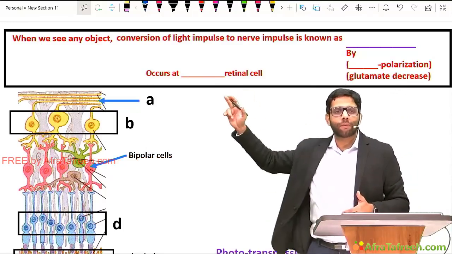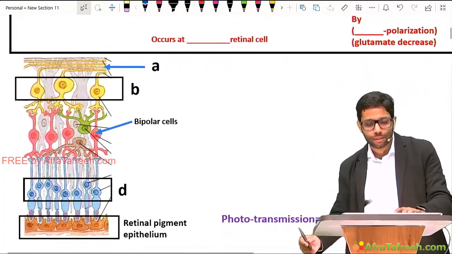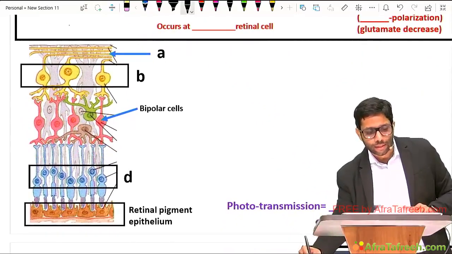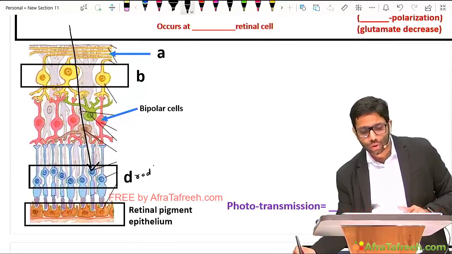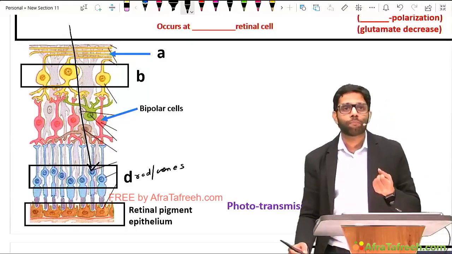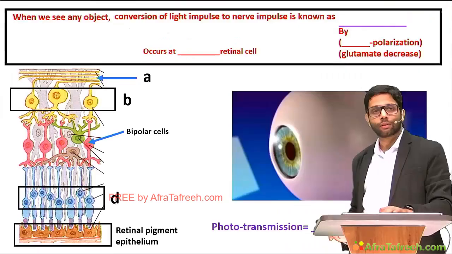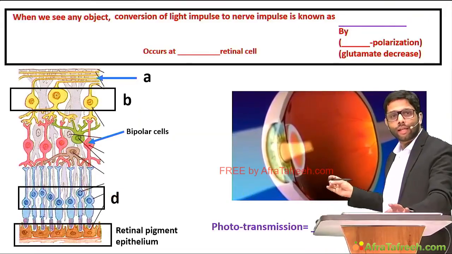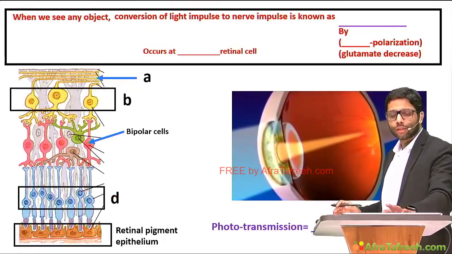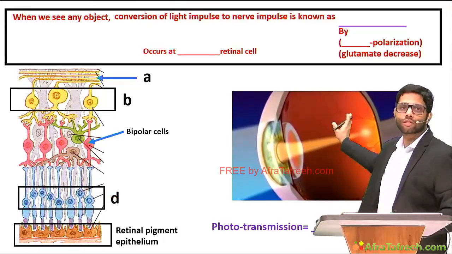The light impulse is converted to nerve impulse. Means the light is coming like this. This is the retina. Light is coming like here, and the light is striking the D. D is what? The rods and cones. There is an impulse created in the rods and cones. The light is coming from the object going to the retina, creating an impulse in the rods and cones. This is known as phototransduction.